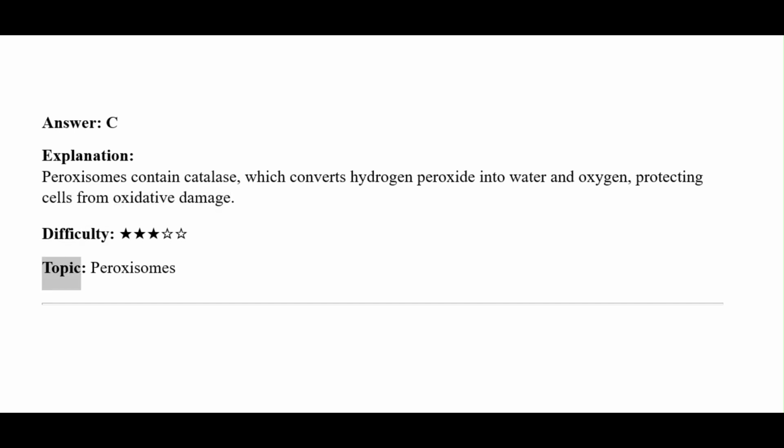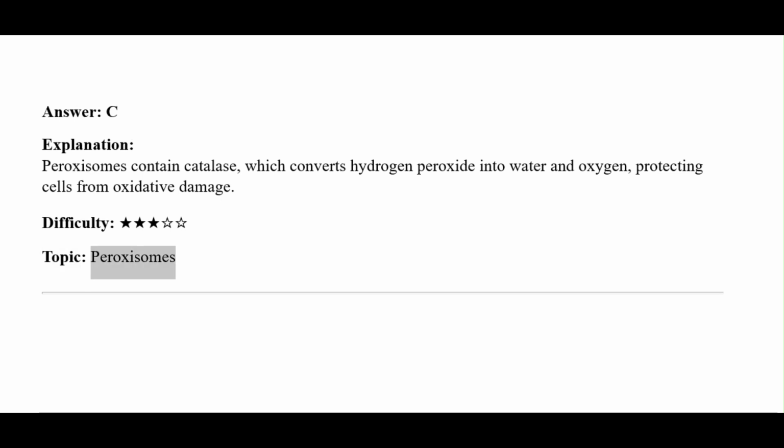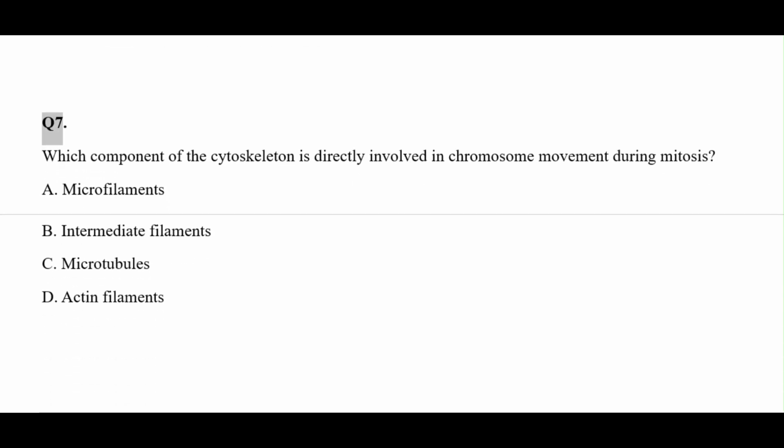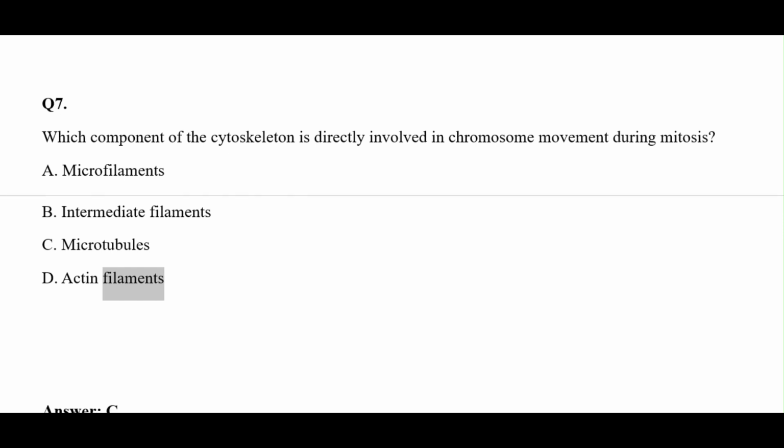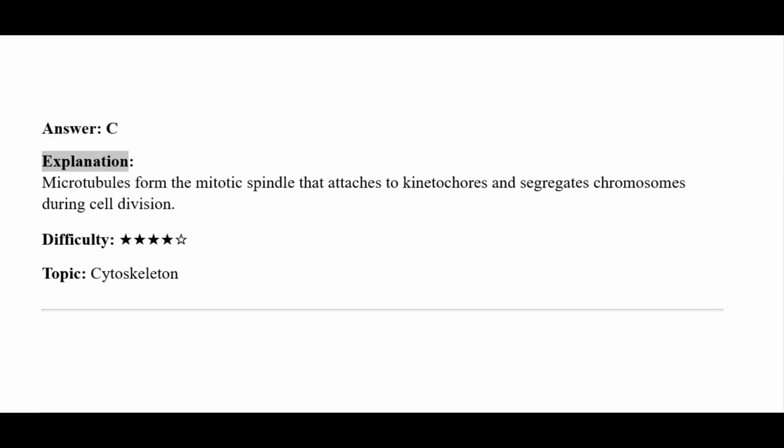Difficulty. Topic: peroxisomes. Q7. Which component of the cytoskeleton is directly involved in chromosome movement during mitosis? A. Microfilaments. B. Intermediate filaments. C. Microtubules. D. Actin filaments. Answer: C. Explanation: Microtubules form the mitotic spindle that attaches to kinetochores and segregates chromosomes during cell division.